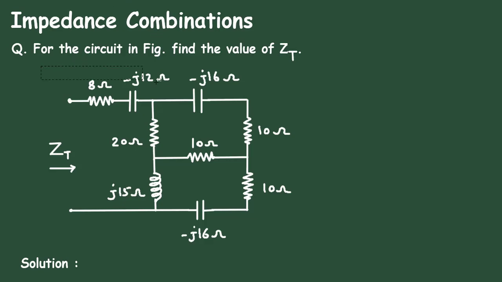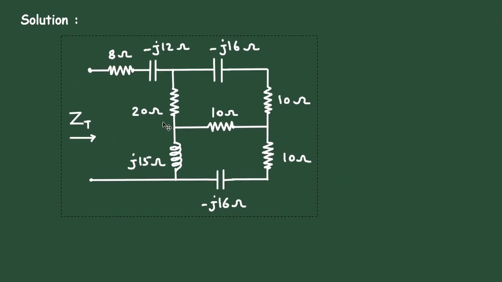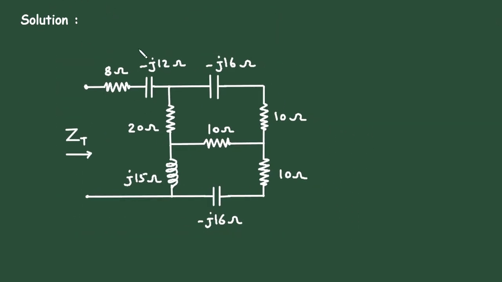Solution: first of all, we will copy the circuit from here, then paste it here. Now we have to simplify this circuit. So here we can see this forms a star connection. So we will convert this star connection into its equivalent delta connection. So it will look something like this.